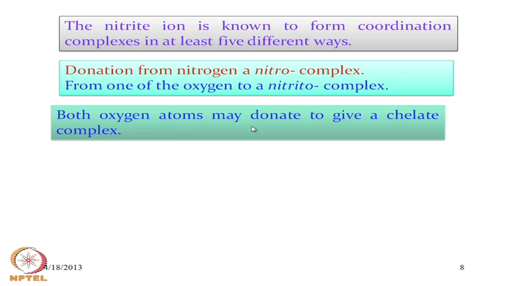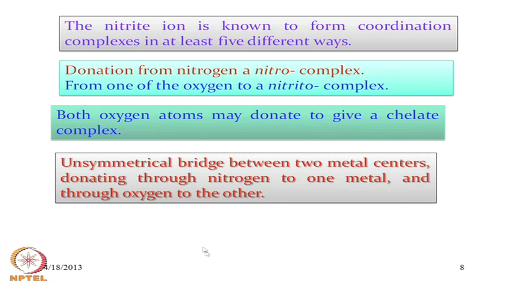When both the oxygen atoms can donate to the metal center, it can find its position as a chelate complex. Though it is not so easy and more examples are not there, in some cases these can function as a chelating ligand by binding through both the oxygen atoms, because for nitrate it is well known, but for nitrite it is not so easy to get, but it can show the corresponding binding in chelating form.